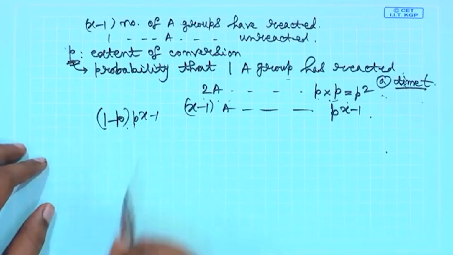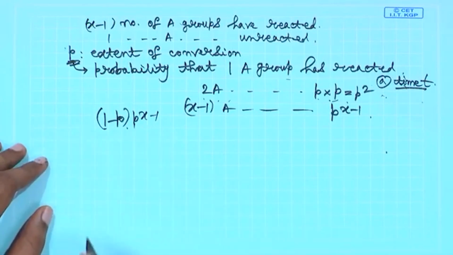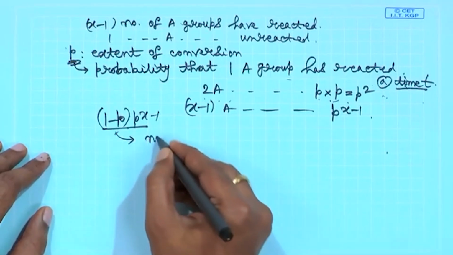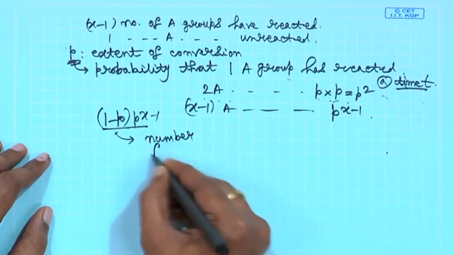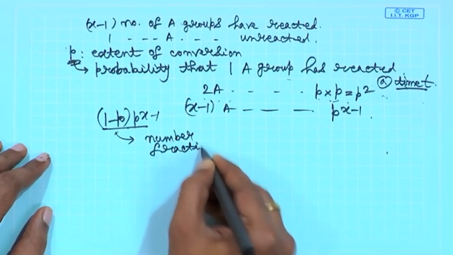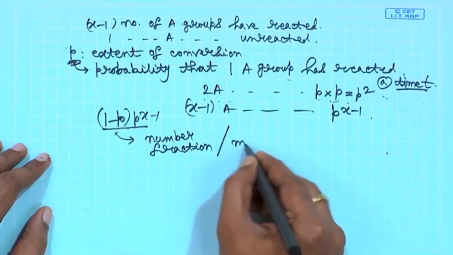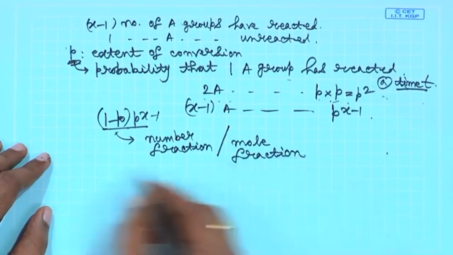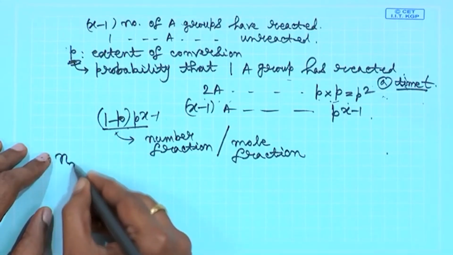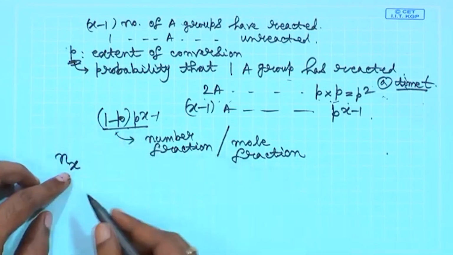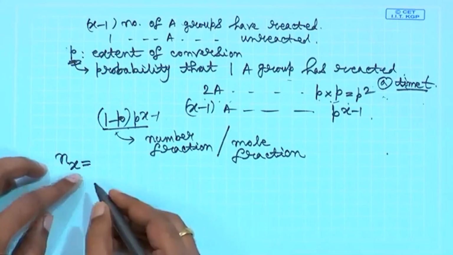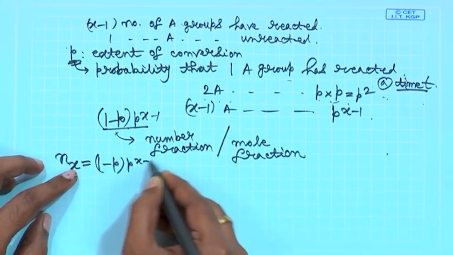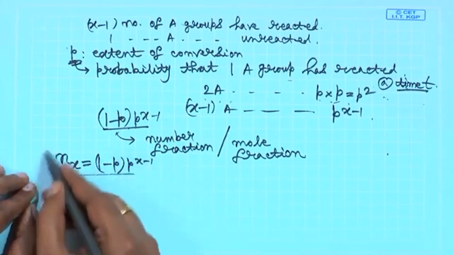So, that is the probability of finding an x-mer, and this is nothing but the number fraction or mole fraction. So, let us say small n_x is the number fraction that will be equal to (1 minus p) into p to the power x minus 1.